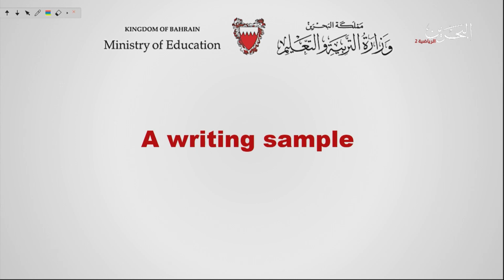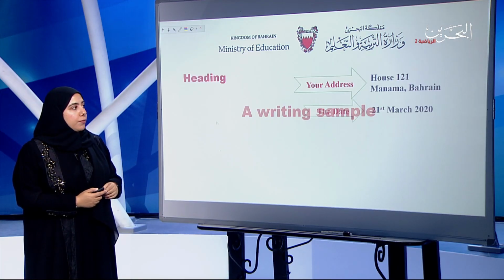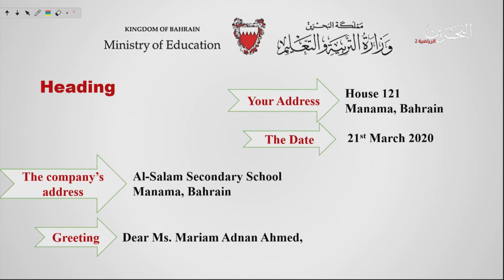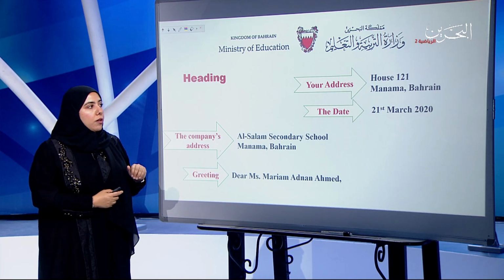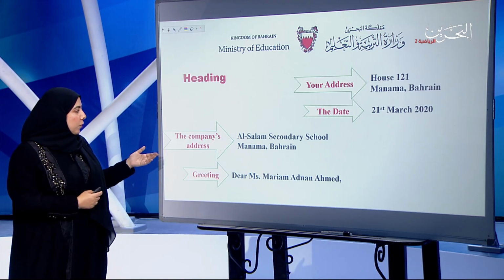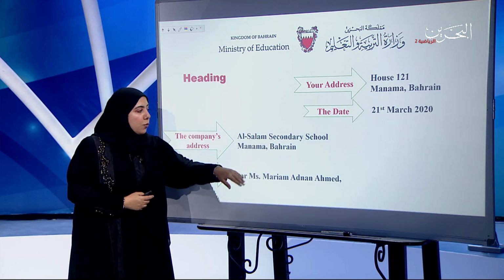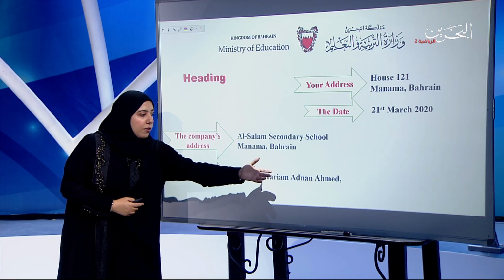Here is a writing sample. So we'll go through it and we'll clarify every ambiguous point. As I said, your address and the date will be on the top right of your letter. For example, house 121, Manama, Bahrain, and the date, 21st of March 2020. The company's address, As-Salam Secondary School, Manama, Bahrain. Greeting: Dear Ms. Maryam Adnan Ahmed.